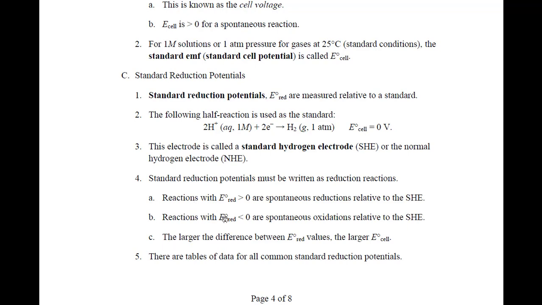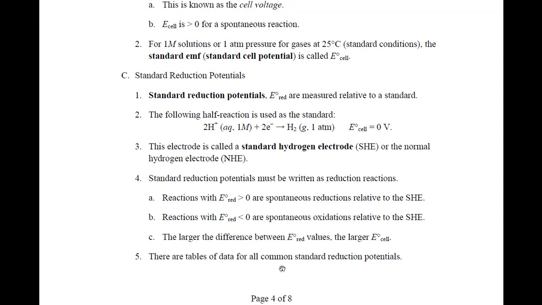The reactions that have an E0 reduction that are greater than 0 are spontaneous reductions relative to the standard hydrogen electrode. Reactions that have an E0 reduction that are less than 0, this should say non-spontaneous, are spontaneous oxidations. It's correct, sorry. Are spontaneous oxidations relative to the standard hydrogen electrode. The larger the difference between the reduction potentials, the larger the cell voltage that you get. And so there are tables of data.